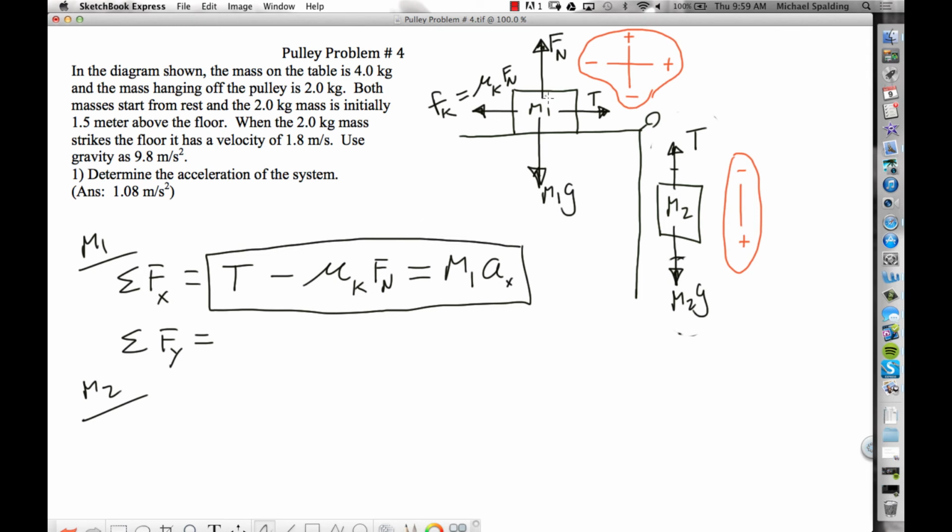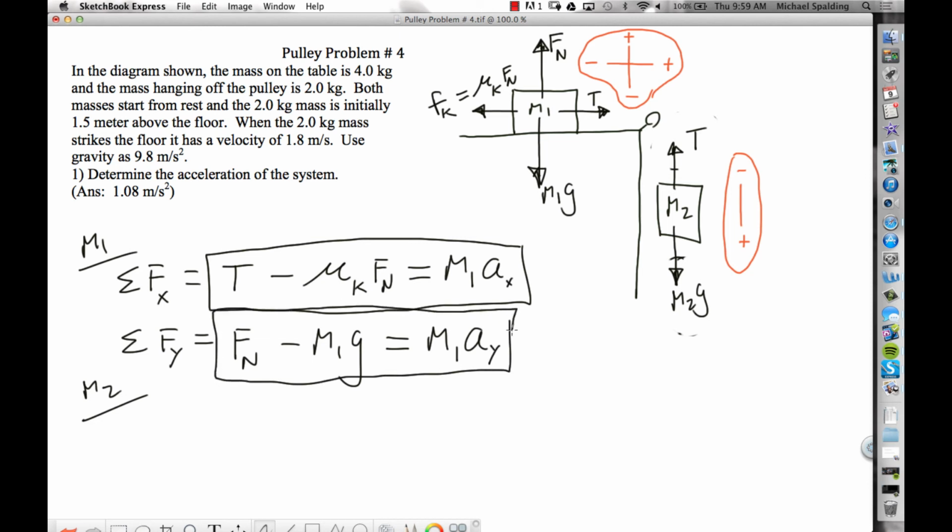All right, now let's go to the Y direction. Looking in the Y direction, what are the forces? We have normal force up, M1G down. Any other forces in the vertical? No. So what is this going to equal? M1 acceleration in the Y. The sum of the forces always equals MA. Always, always, always. Now sometimes you can cross the A to 0.